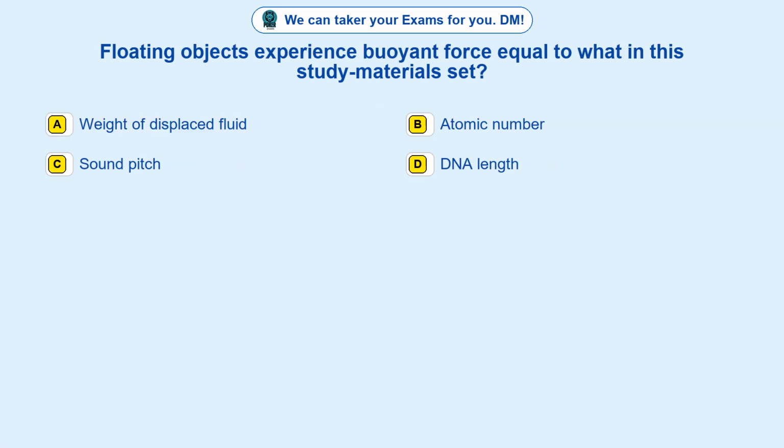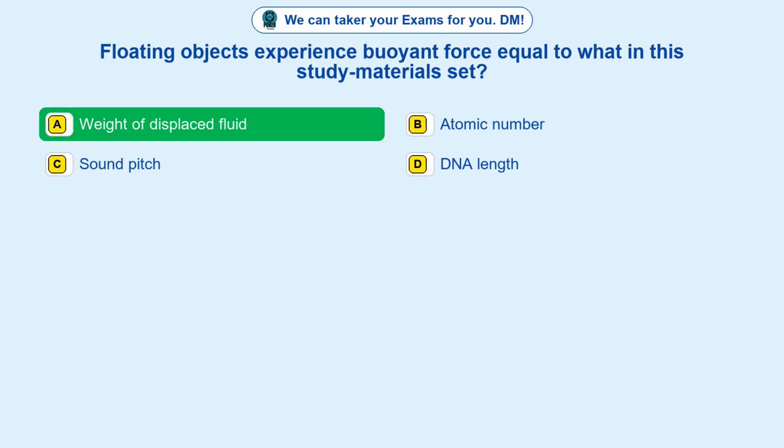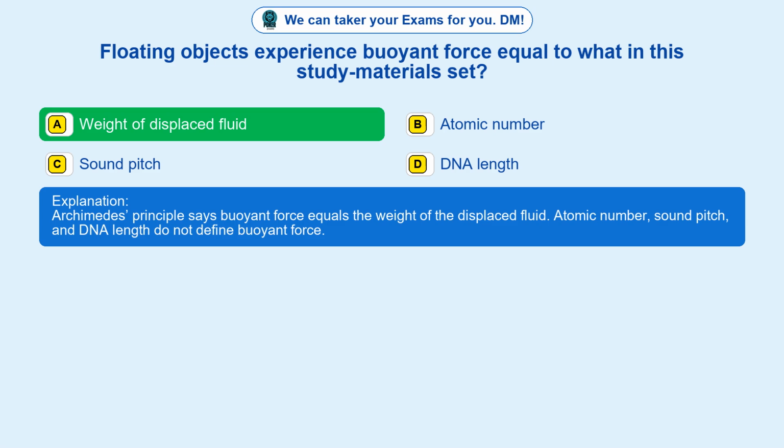Question 80. Floating objects experience buoyant force equal to what in this study materials set? Option A, weight of displaced fluid. Option B, atomic number. Option C, sound pitch. Option D, DNA length. The correct answer is option A. Weight of displaced fluid. Archimedes' principle says buoyant force equals the weight of the displaced fluid. Atomic number, sound pitch, and DNA length do not define buoyant force.